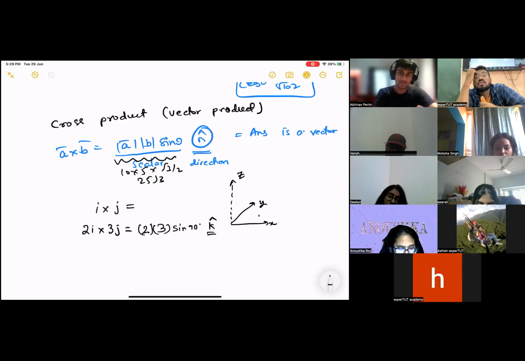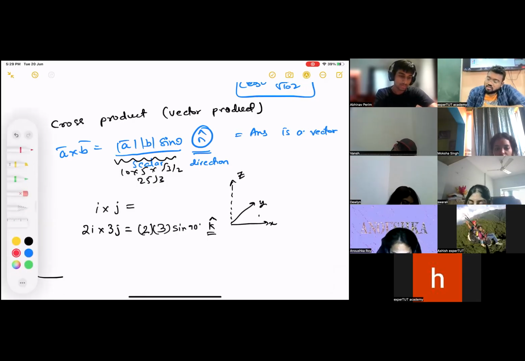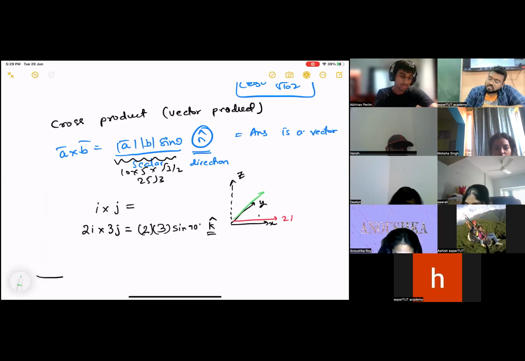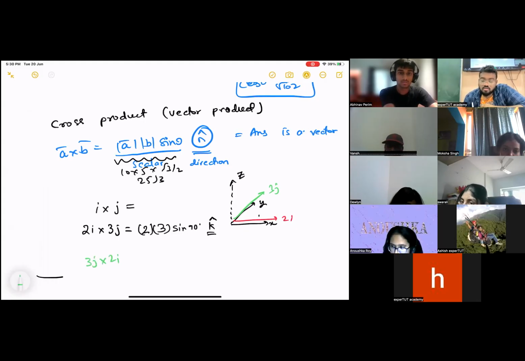Yes, your question. Should we plus all negatives? No. From the example I showed, see, 2i is in this direction, right? And 3j is in this direction. So 2i cross 3j should go up or down? It is red cross green, not green cross red. So the answer is plus k. But even if it was 3j cross 2i, it is still plus k.